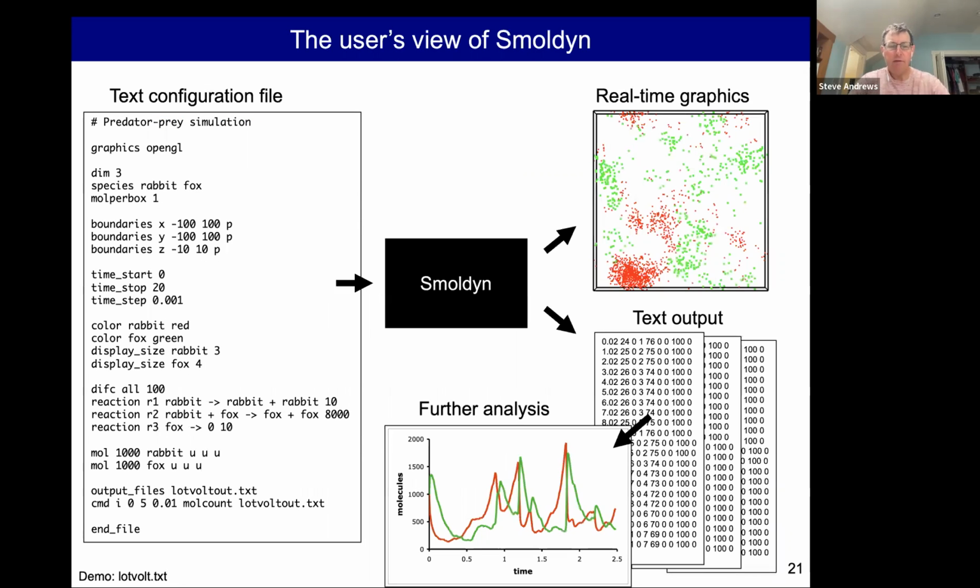I'll show you a quick view of the user's perspective. The user writes a text input file. Here's the same predator-prey simulation. That's the whole file, a pretty short, plain text file format. It goes into Smoldyn, a black box, and out come graphics and text output, which is saved to files on your disk. Then you plot that in whatever you want for analysis: Excel, Mathematica, MATLAB, your choice.